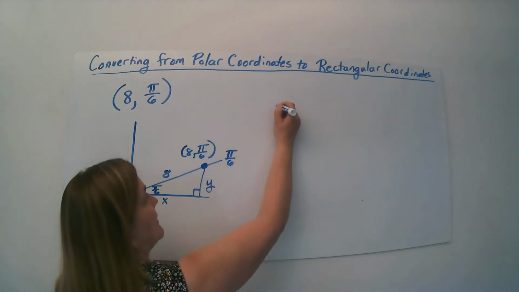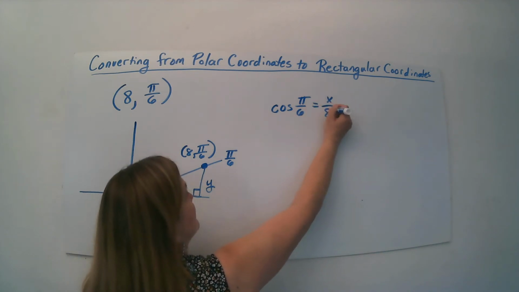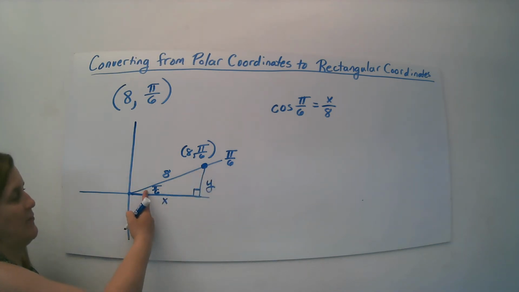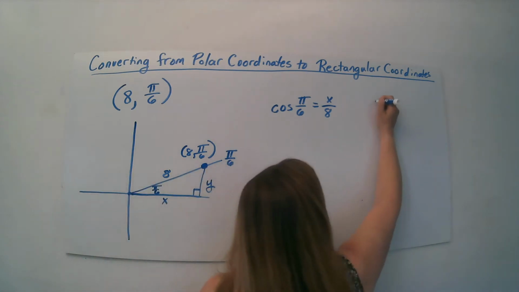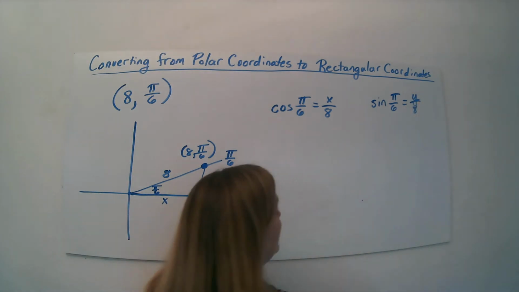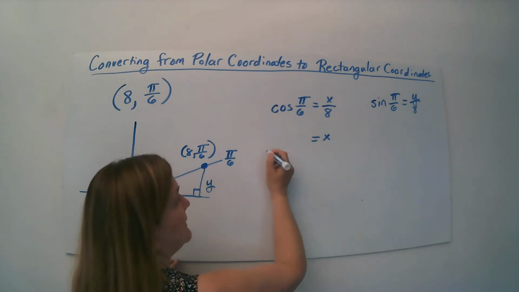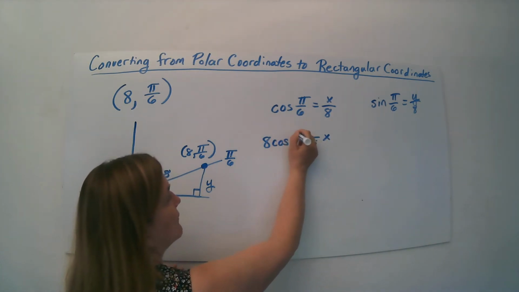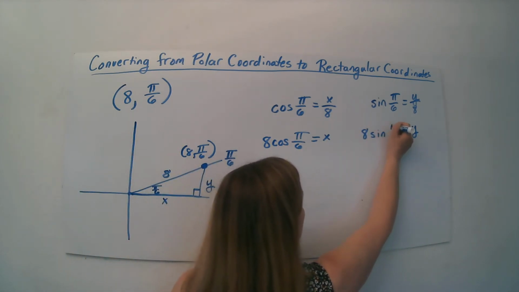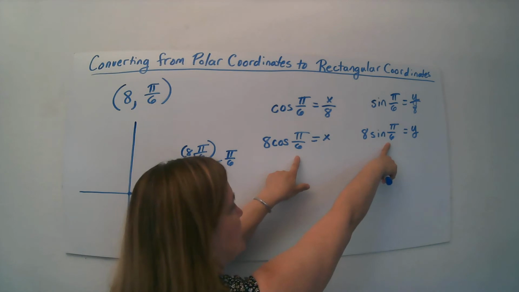So let's write that. Cosine of pi over 6 equals x over 8. Similarly, to find the y value, we know the sine of pi over 6 is y over 8. And if we multiply both sides by 8 in both equations, we have our x coordinate as 8 cosine pi over 6, and our y coordinate is 8 sine pi over 6. I do want to point out that this value is r and this value is theta.